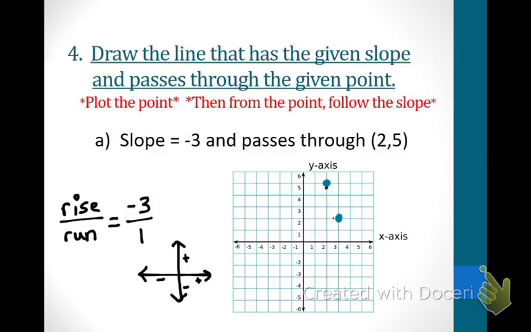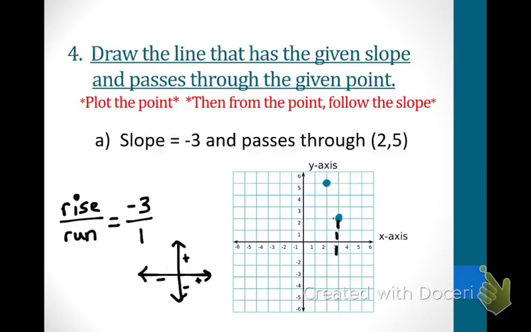And I have to plot one more point in order to come up with a line. So we're going to start from this point that we're at right here, and we're going to do our slope again. What was my slope? -3/1. -3. Which direction am I going? If you look right here, the -3 is my rise. So which way is the rise, up or down? Down. It's going to be going down. So I've got to go down 3, because that's -3. 1, 2, 3.